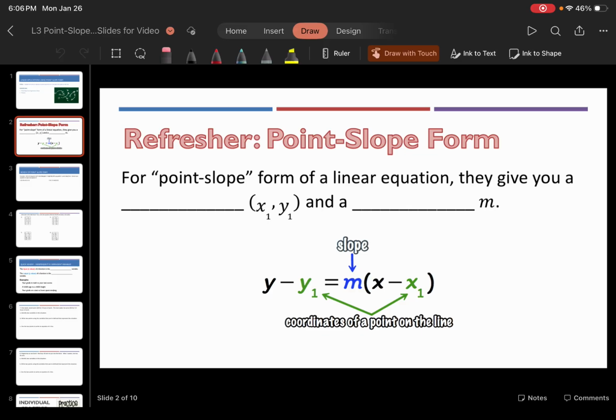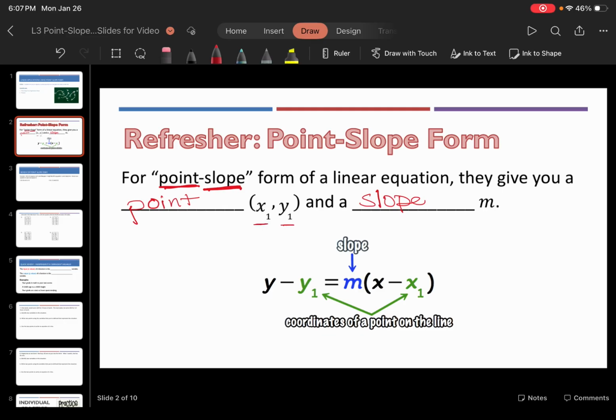So, quick review. Point slope form looks like the equation that you see on your screen. And it's called point slope form because quite literally we have a point and a slope that we can get from that equation. And we always use the letter M to represent the slope. And our point is always written as a coordinate like X comma Y. And we'll say that this point, X comma Y, comes from point 1. So we use like X1 comma Y1.